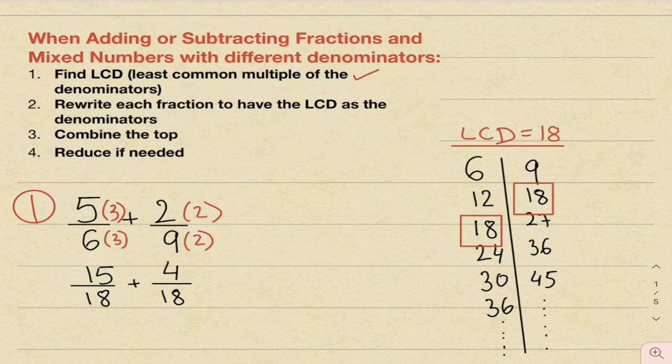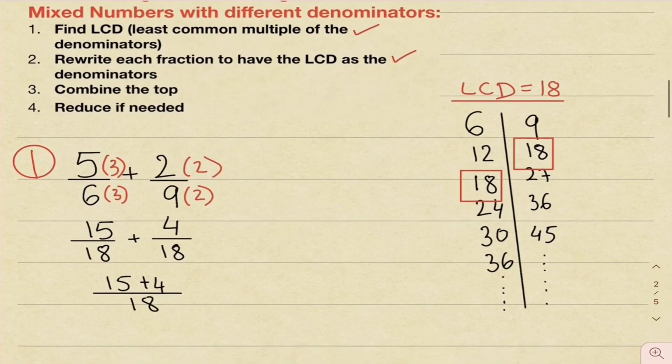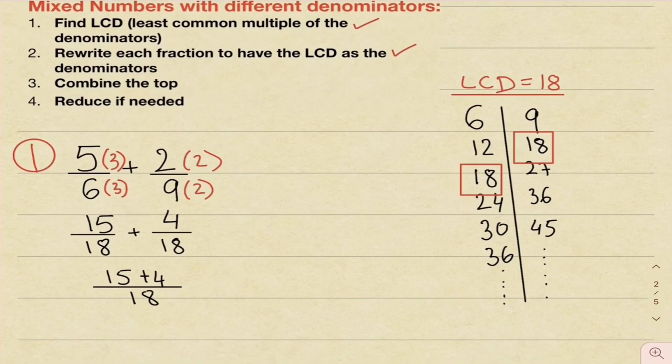Okay, so now we're done with step 2. We rewrote each fraction to have the LCD as the denominators. Now let's go to step 3. Step 3 says combine the top. Now we have two fractions adding each other with the same denominator. And as I explained to you guys, when you have the same denominator, you keep that denominator and you just add the top. So 15 plus 4. Now we have 15 plus 4 over 18. 15 plus 4 is 19 over 18.